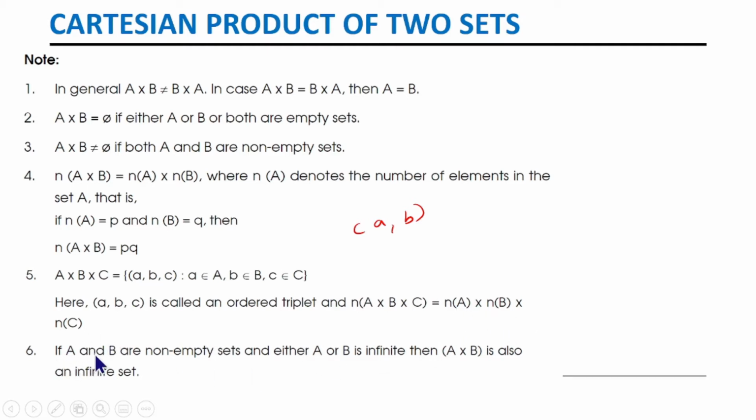Then if A and B are non-empty sets and either A or B is infinite, then A cross B is also an infinite set. These are some of the points that have to be noted in the Cartesian product of two sets.